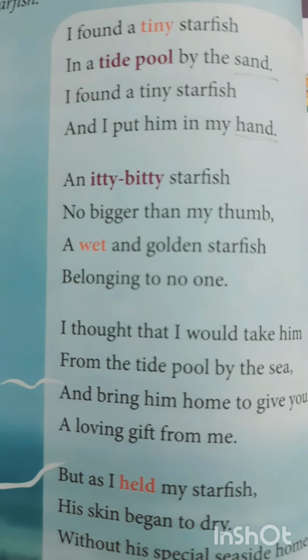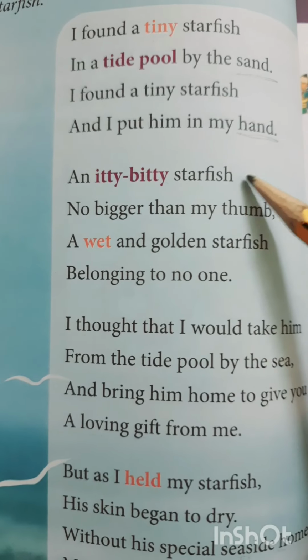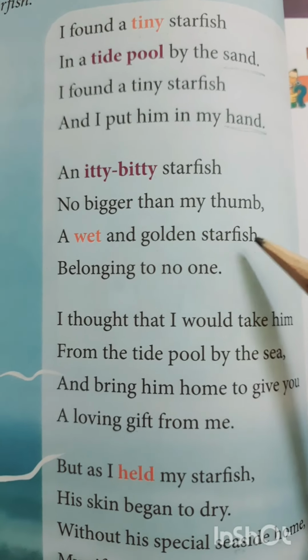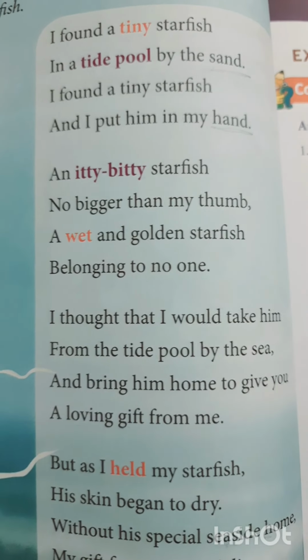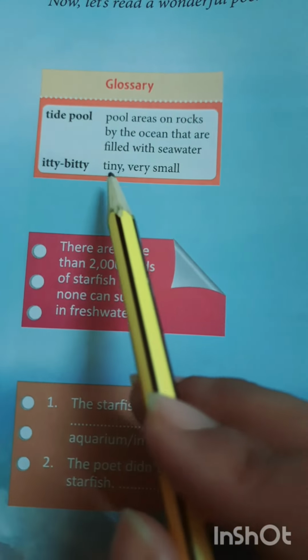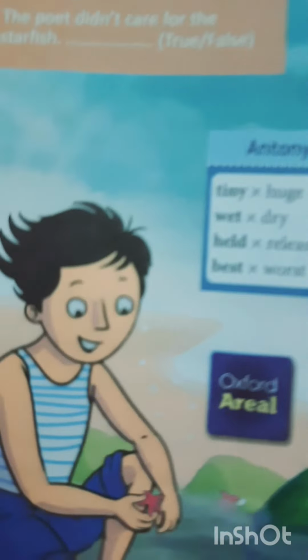And now, let's read the second stanza. An itty-bitty starfish, no bigger than my thumb. A wet and golden starfish belonging to no one. Yes, children? Now, what's the meaning of itty-bitty? Yes, see the glossary box? Tiny, very small.